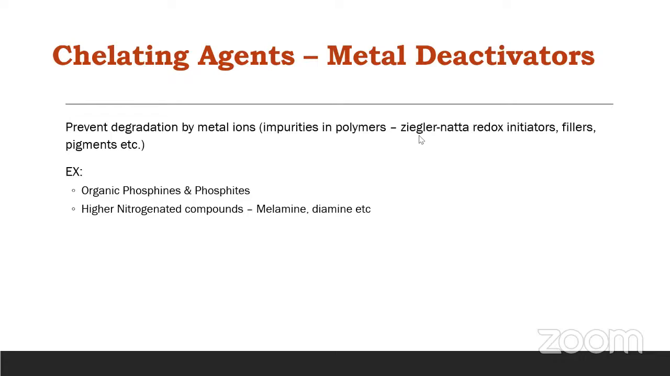So after converting your final polymer to a finished product, or during converting a final polymer into a finished product, it generally has a certain effect on the polymer properties. So these metal compounds might degrade or deteriorate the structure of your polymer system. So to avoid that, generally chelating agents are added. Some examples of chelating agents are organic phosphines or phosphates, or some nitrogenated compounds like melamine, diamine. Okay.